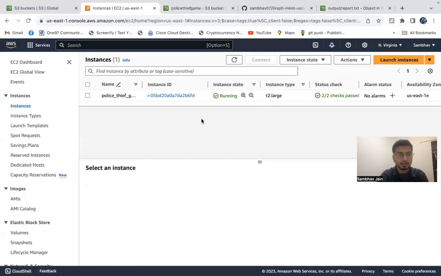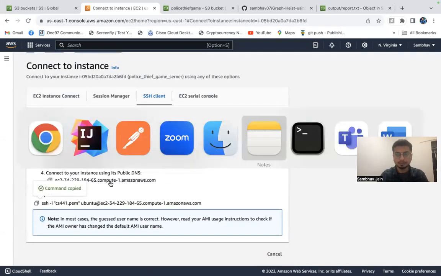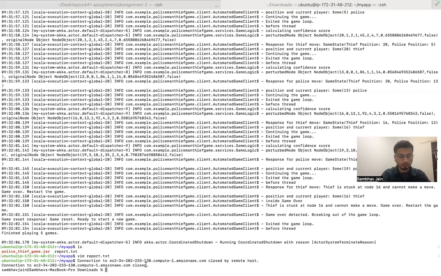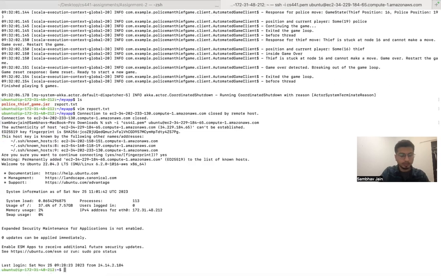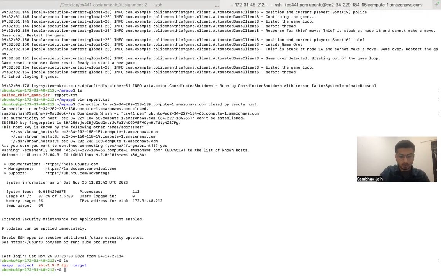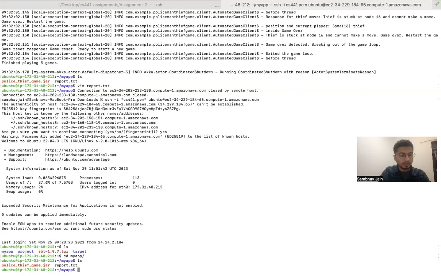Yeah, our instance is up. Let's try to connect with it through SSH. So we'll SSH to our instance. Okay, here we are. So I'll go to my app directory, and I already have this police thief game.jar. And what I'll do is I'll just invoke this jar.